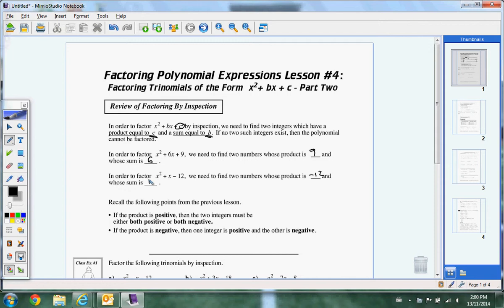So it says, recall the following points from the previous lesson. If the product is positive, the two integers must be either both positive or both negative, like we talked about. So this one right here, if that's a positive, that means both of these have to be positive or both negative. If the product is negative, they have to have different signs. So this one was a negative 12, so we have a negative and we have a positive.